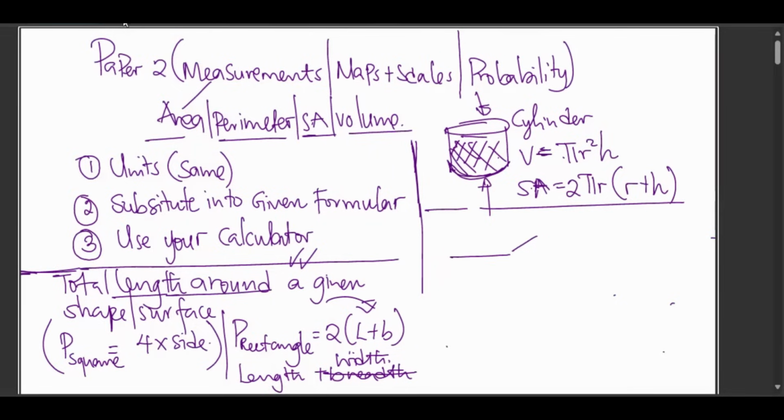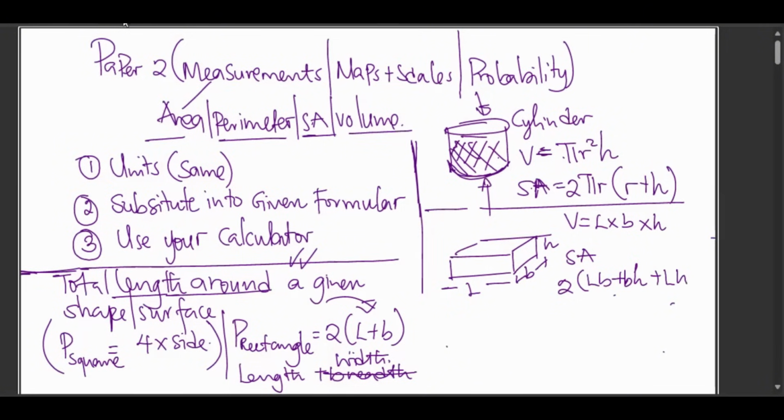The other 3D object is what we call the rectangular prism. Rectangular prism having a height. This is the breadth and this is the length. I hope you see this nicely. If it's volume, what shall we say? We shall say L times B times height. Whereas if it's surface area, we shall say 2 outside LB plus BH plus LH.